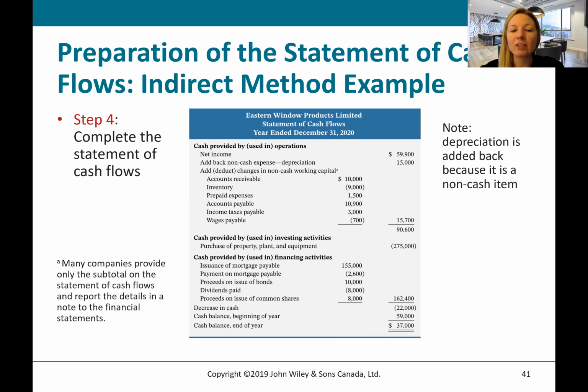And then we pull in the cash at the beginning of the year and the end of the year straight from the statement of financial position. And the difference between those has to reconcile. And here it does, because we know that our statement of financial position showed us a decrease of 22,000.